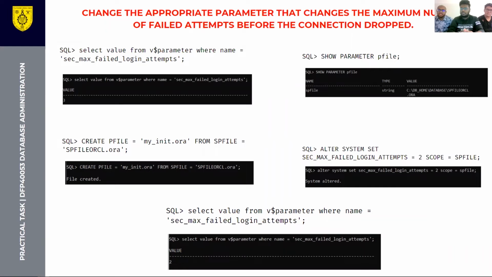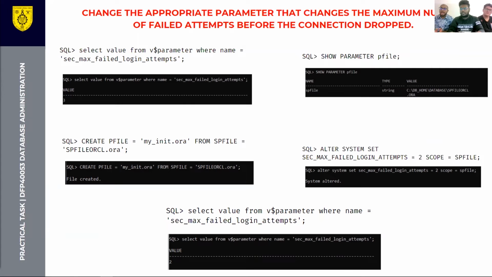For this question, we have to change the appropriate parameter that controls the maximum number of failed attempts before the connection drops. We also have to specify only 2 failed attempts as given in the instruction. First of all, to check the maximum number of failed attempts, I use select, which is data query language. Select value from v$parameter where name equal to sec_max_failed_login_attempts, which would show how many login attempts are maximum allowed. It shows the value of 3 first of all.